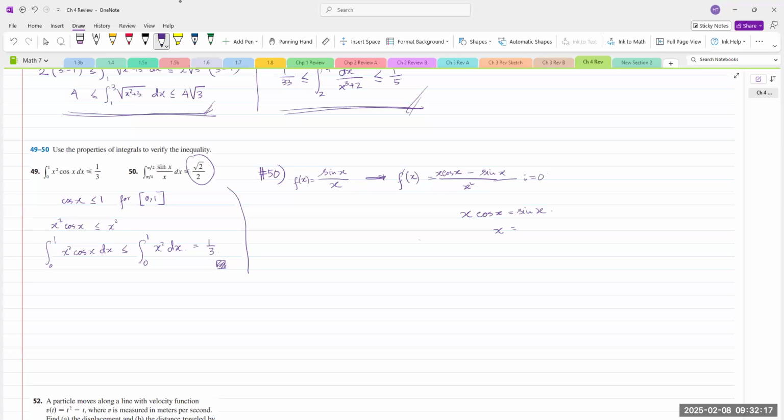So x equals tangent x. Seems like there's no way for me to solve this. Where does tangent x intersect with x? That one I don't really know. I need to use Newton's method to solve that.